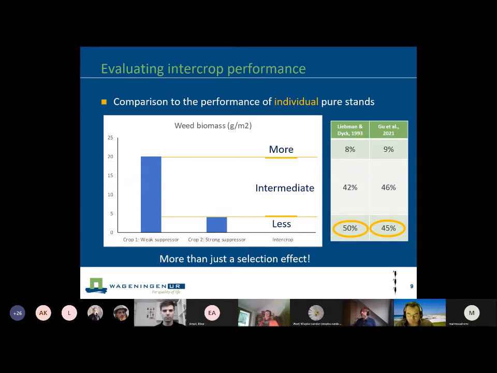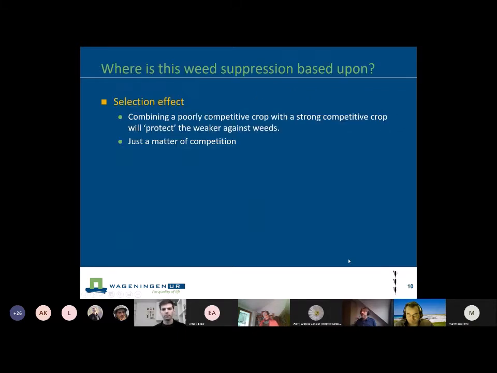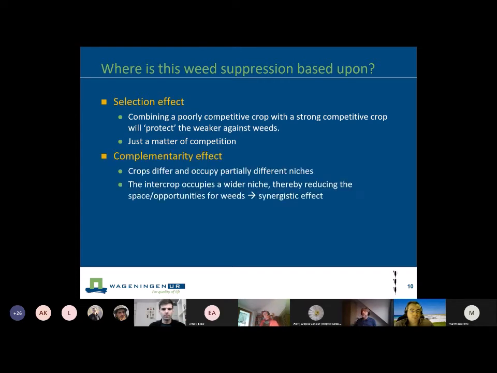Now, what kind of mechanism is responsible for that? That is what we asked ourselves. And well, as I already mentioned, there is a selection effect. So combining a poorly competitive crop with a strong competitive crop will in fact protect the weaker against weeds. That's just a matter of competition, known as the selection effect. Of course, what might also be occurring is a complementarity effect. That crops differ, and they might occupy partly different niches. And that might imply that the intercrop occupies a much wider niche, thereby reducing the space and opportunities for weeds. And that is typically an effect that will only be observed in the intercrop because it's the result of combining those two species.